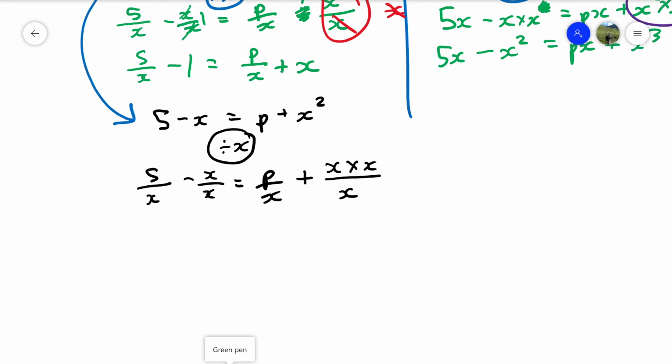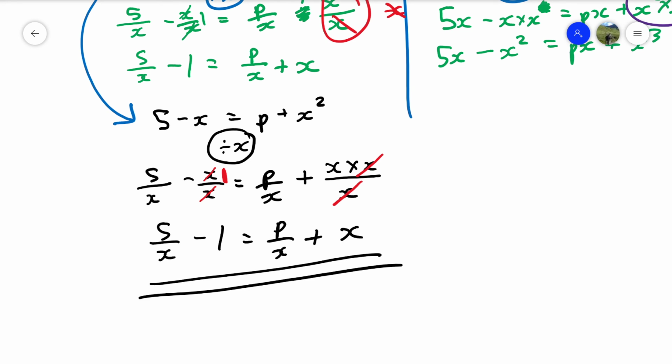So using a different colour, let's use red, I'm going to say, oh, they cancel, and leave 1 behind. Because when you cancel in a fraction, you end up with 1. And they just cancel, which then means the final line is 5 over x minus 1 equals p over x plus x.